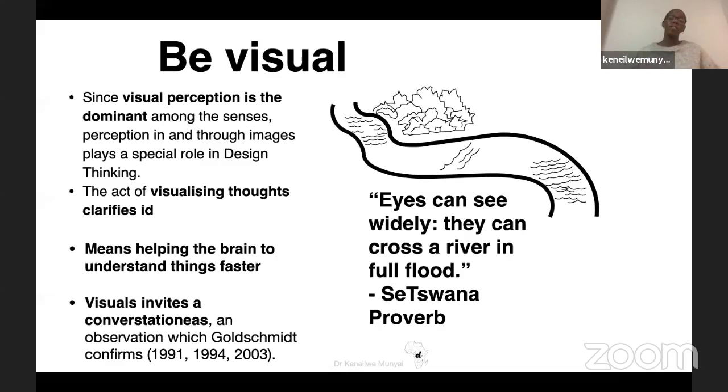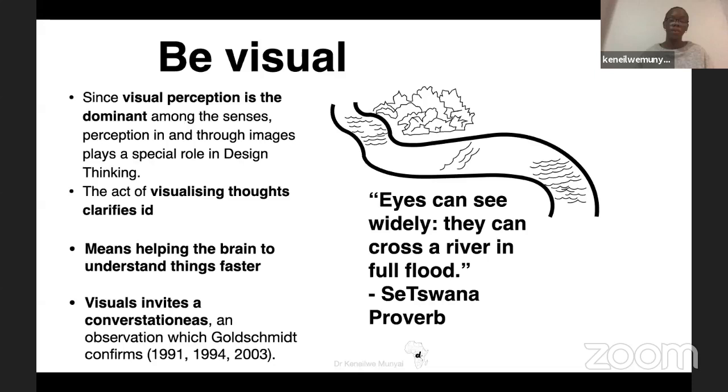And then, of course, being visual is quite important. And when I talk about being visual, it's not just about drawing pictures. It's about clarifying thoughts. It's about helping the brain understand things faster by making information visible. So you'll see in a design thinking training, we use a lot of vertical wall space, because when you're working in diverse teams, you want everybody to be looking at the same information at the same time. That helps in terms of moving forward faster as a collective, because you don't want to leave anyone behind.